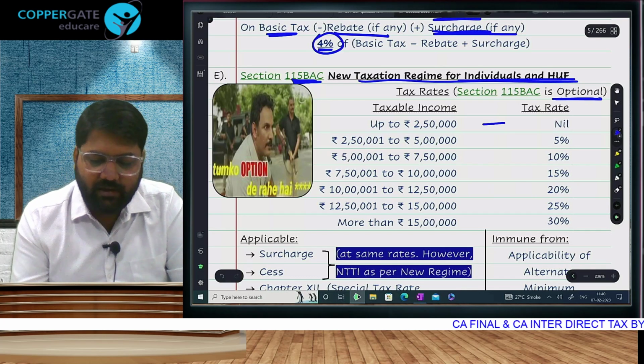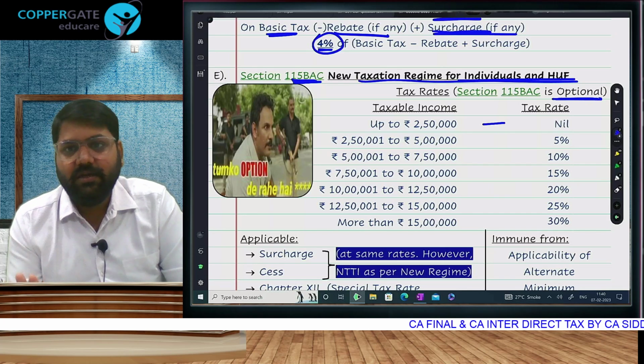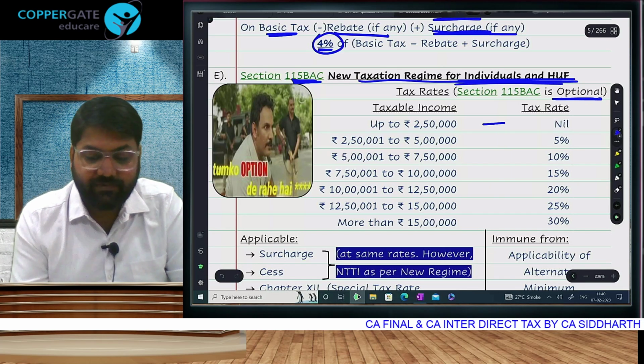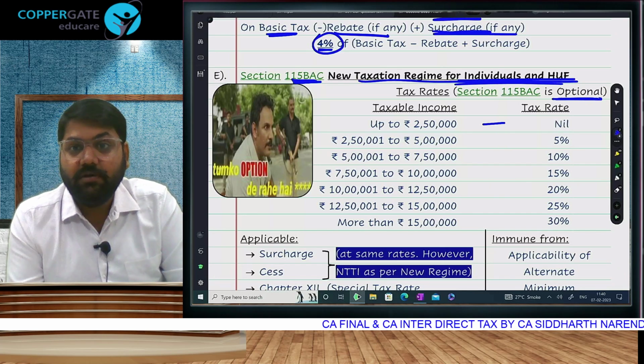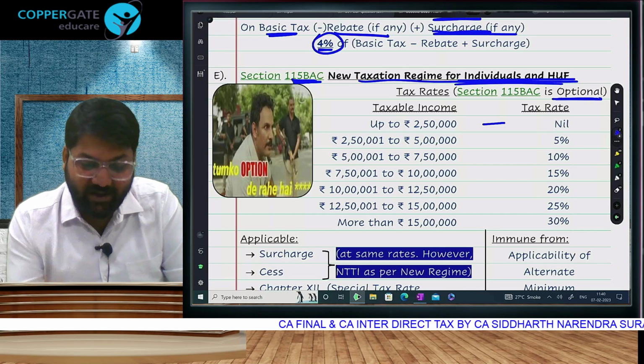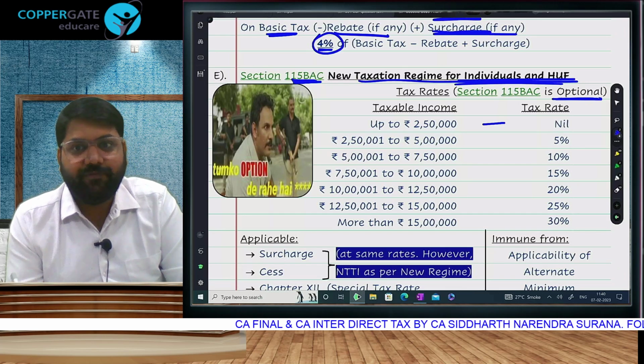Up to 2.5 lakh, no tax. So the basic exemption remains the same, and this is for all individuals and HUF. Matlab, if you are a senior, very senior, anyone, everyone will have this only. Up to 2.5 lakh, no tax.